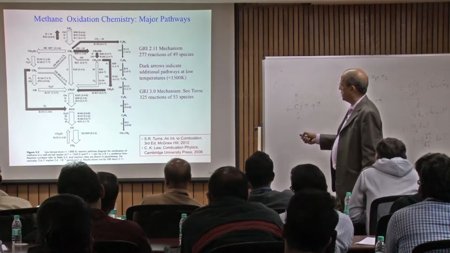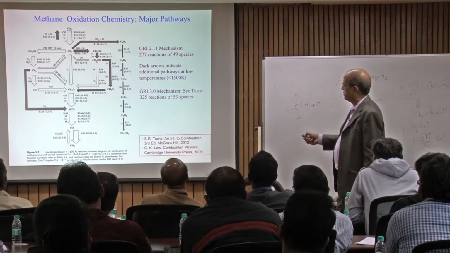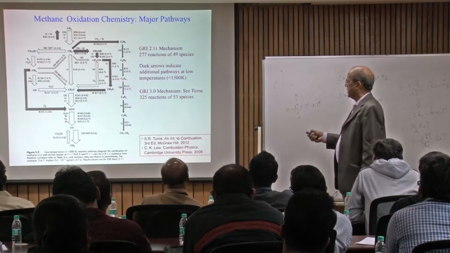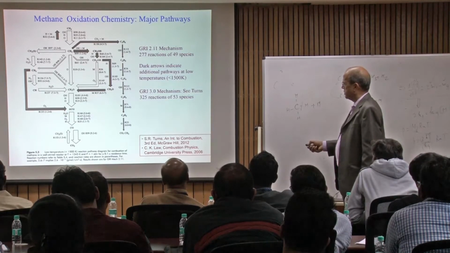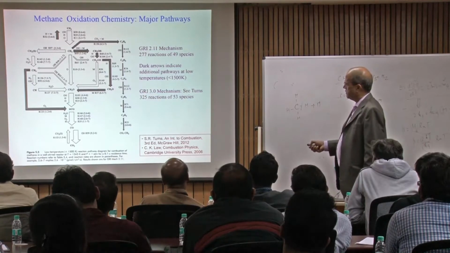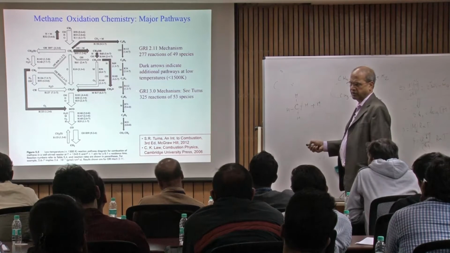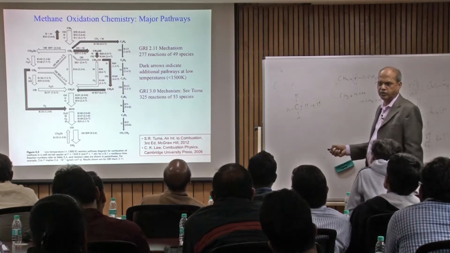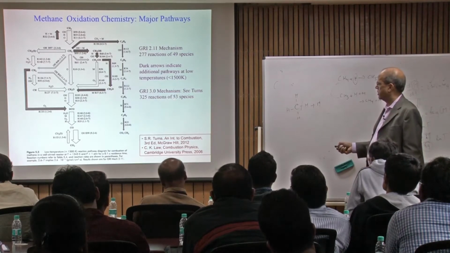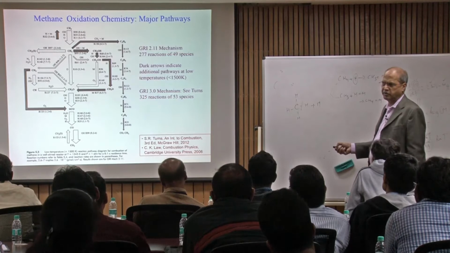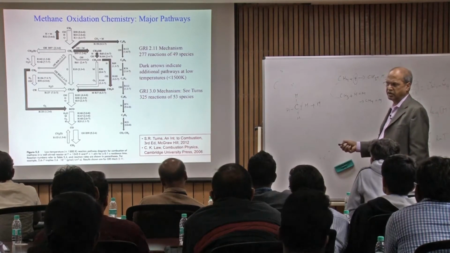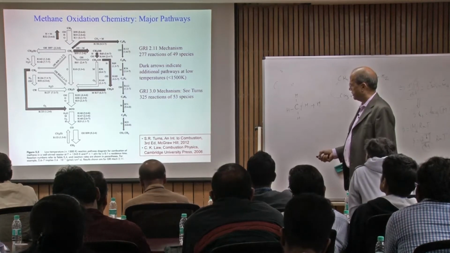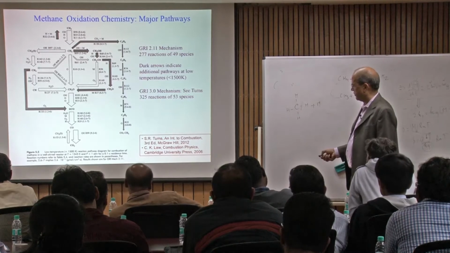There is the GRI 2.11 mechanism, which has this many reactions and 49 species. These days people commonly use GRI 3.0. The main difference is that GRI 3.0 also includes reactions for NOx, for NO and NO2. So the additional reactions are mainly for the formation of NO and NO2, and that's why you have additional species like NO, NNH, NH, which are active in the production of NOx. Two references are given here. Most of the material in these slides is made from these two books.